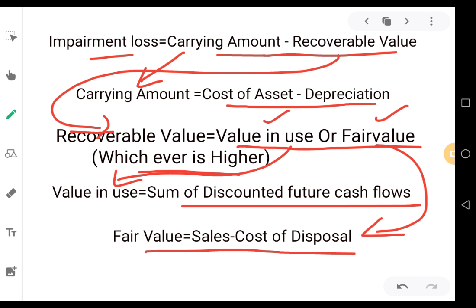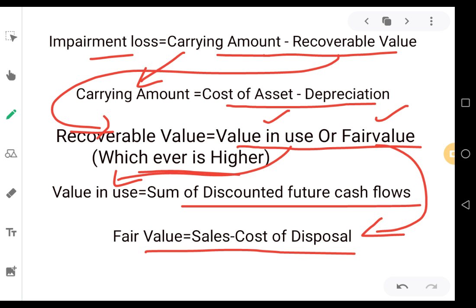Then how do we calculate this recoverable value? To calculate recoverable value, you have to consider two things. One is value in use, the other one is fair value. The highest amount out of value in use or fair value, that will be your recoverable value.